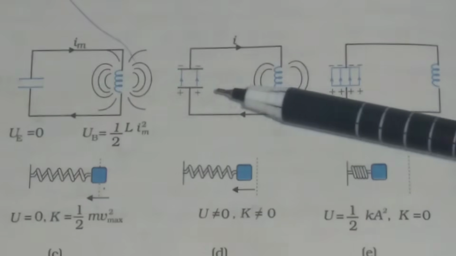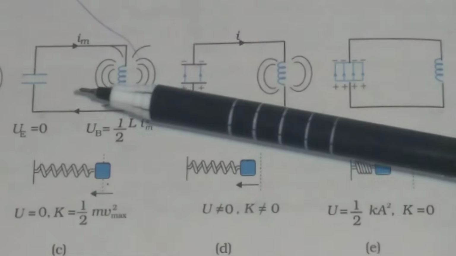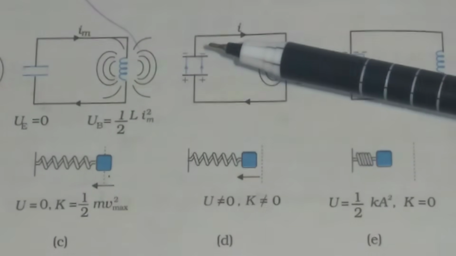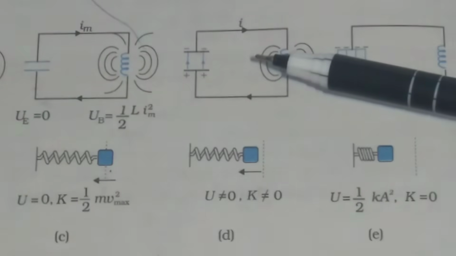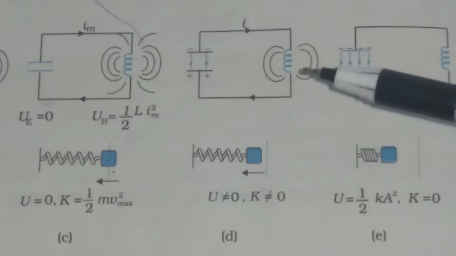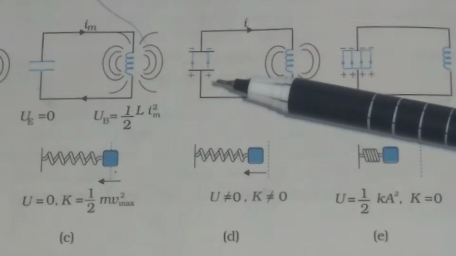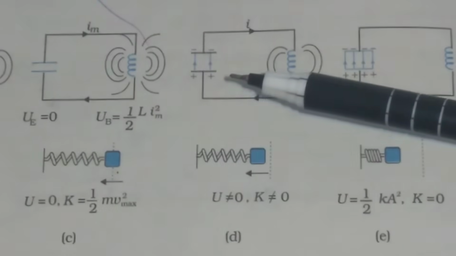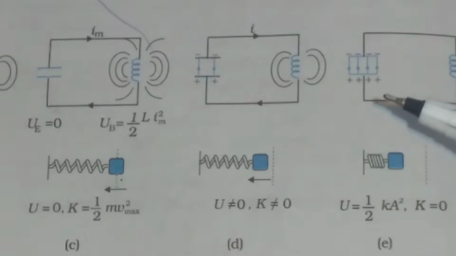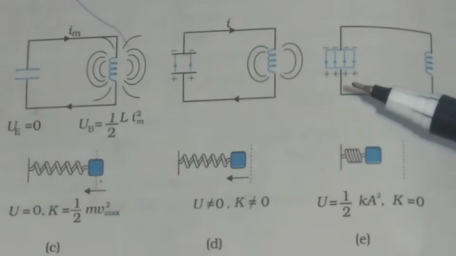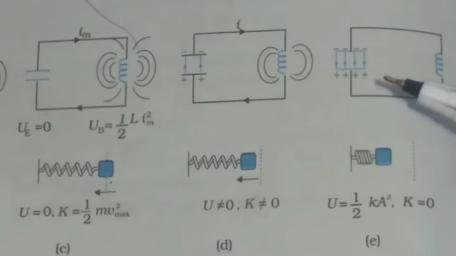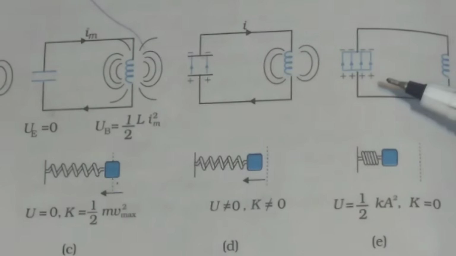Now look at this figure. When the capacitor is fully discharged and the inductor is fully magnetized, the current from the inductor now starts charging the capacitor. This process continues till the capacitor is fully charged but in the opposite direction. Thus the energy in this system oscillates between the capacitor and the inductor.